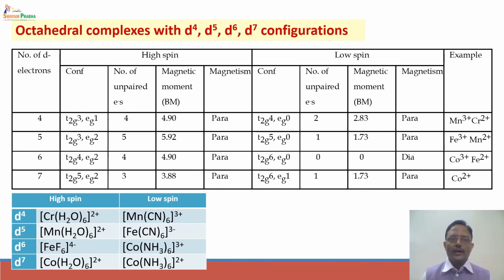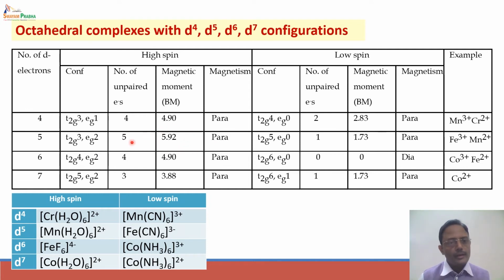Coming to d4, d5, d6 and d7 configurations. We have already discussed that in case of d4 to d7 configurations, there are two possibilities. If the ligand is weak, then the complex is said to be a high spin complex, and in a high spin complex, all the electrons remain unpaired as in the free metal ion. So in case of d4, the high spin configuration is t2g3 eg1 and all the 4 electrons are unpaired. As a result, the magnetic moment is 4.9. Whereas in case of d5 high spin, all the 5 electrons are unpaired and the magnetic moment will be 5.92 Bohr magneton.